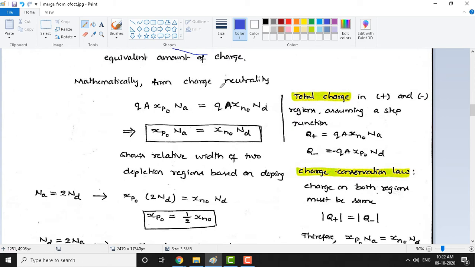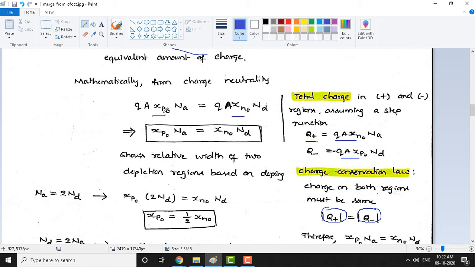Now let us apply this charge neutrality. We have already shown this in the charge density graph. Q plus is equal to q Na xn naught into Na. Q minus, the charge on the p side, is given by minus q xp naught into Nd. According to the law of conservation, this Q plus should be equal to Q minus. If you substitute here, Q plus is here and Q minus is here.